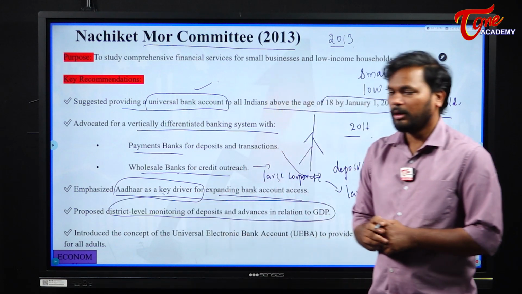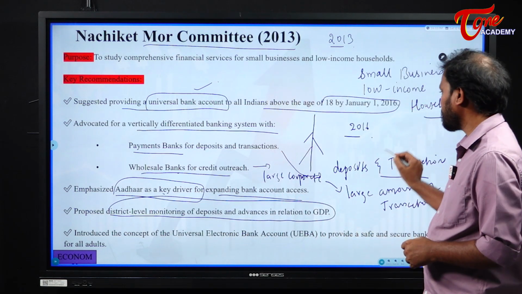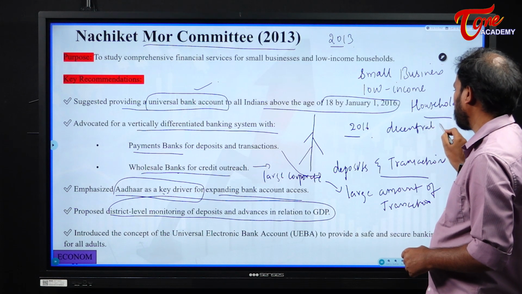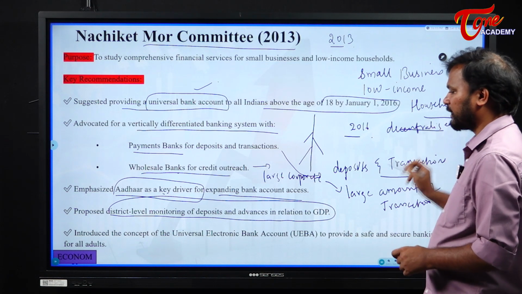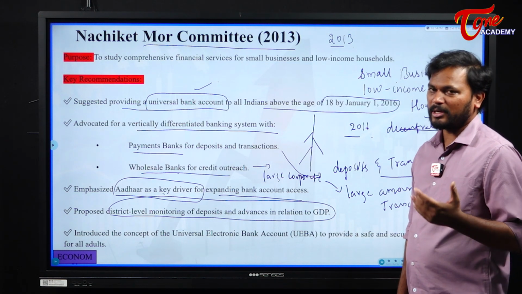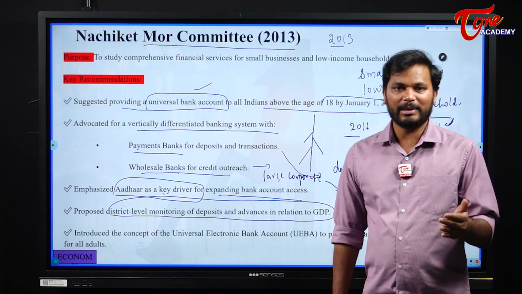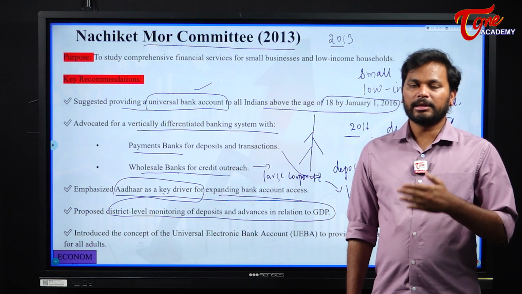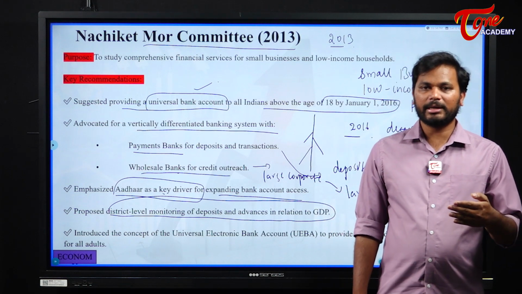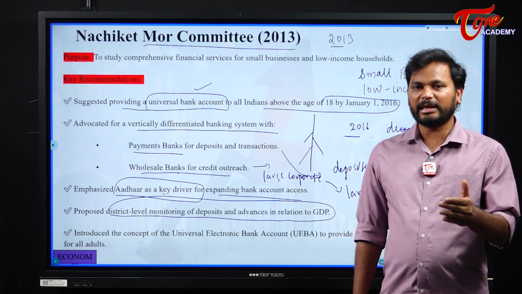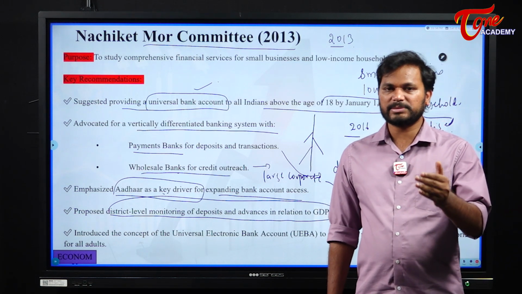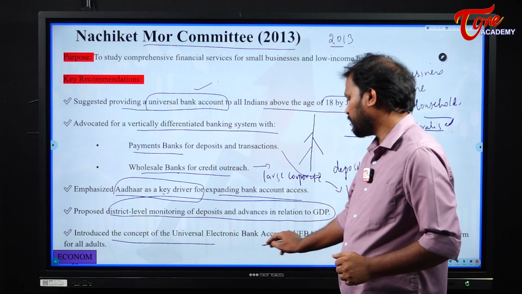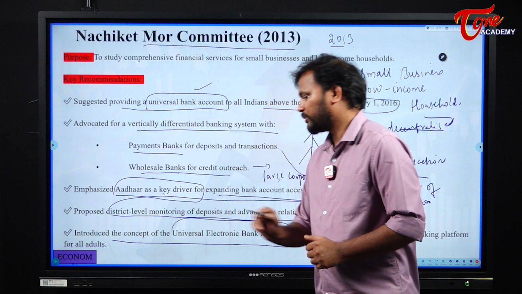District level monitoring, decentralized monitoring, should be the mechanism at the district level, so that the deposits and the advances can be compared to the GDP. If there is any inconsistency, then according to the inconsistency, steps can be taken by the respective bank or the respective system. Clear? Next, introduce the concept of universal electronic bank account.